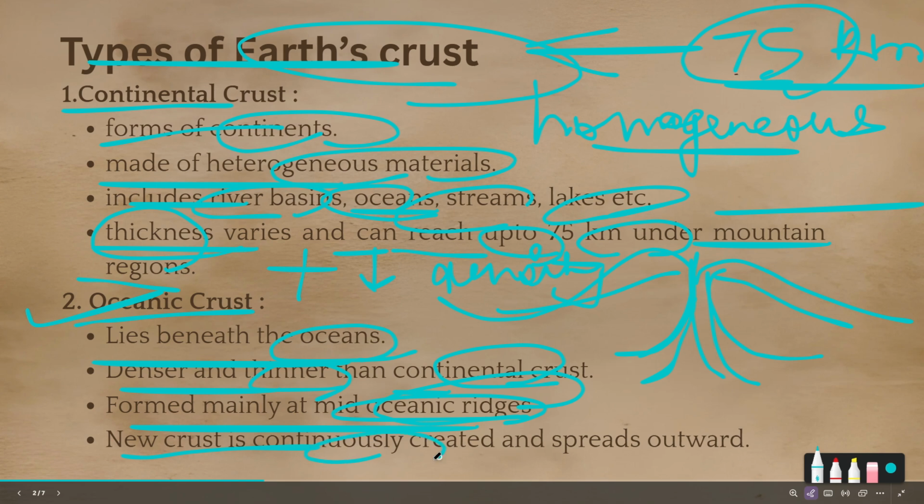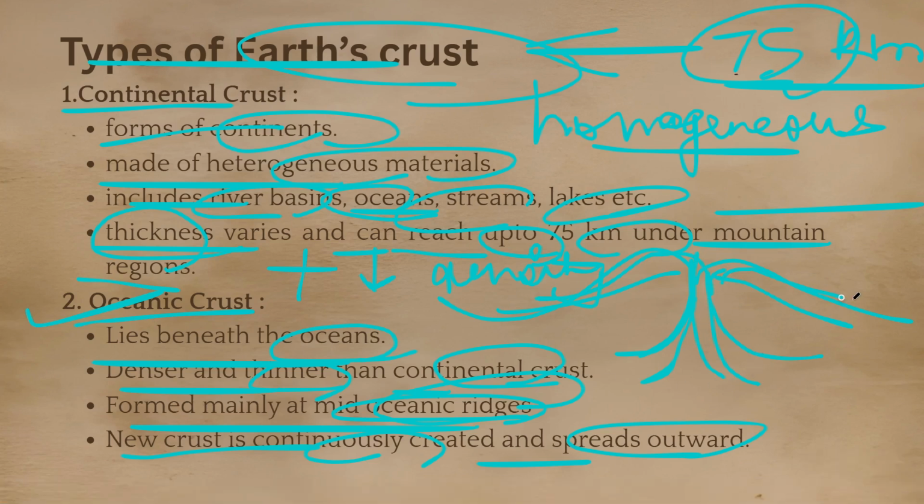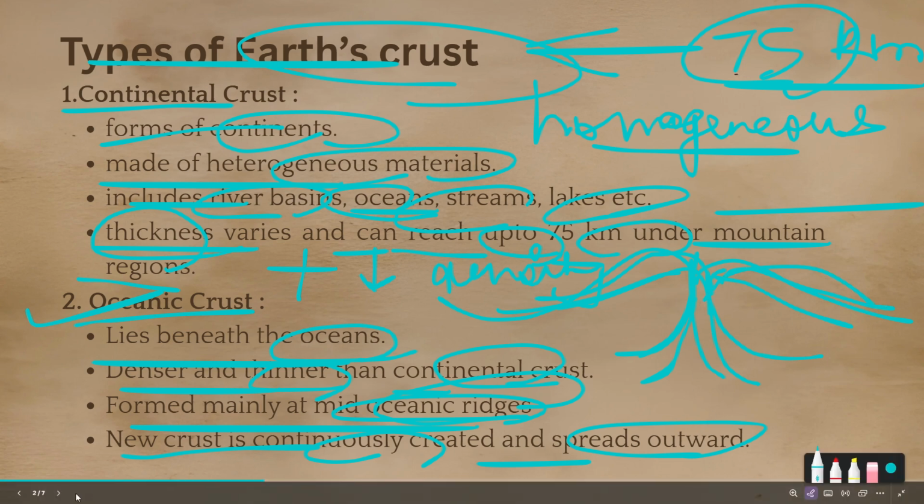New crust is continuously created and spread outwards. So the magma that is coming out of these mid-oceanic ridges creates the oceanic crust.